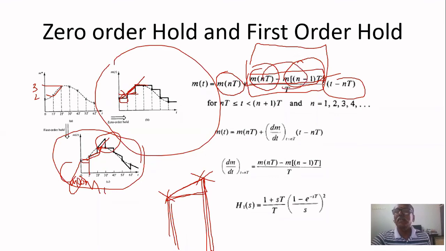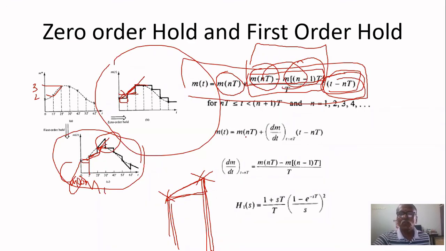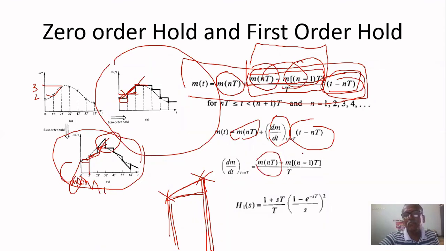You get the slope multiplied by time, but the time is the delay time. Here only n equal to 0. After that, it starts here, it starts here. So the delay time is t minus nt. If you write mathematically, it is m of t equal to m of n tau plus slope, the change in magnitude with respect to time, multiplied by t minus nt. The slope is written in the discrete domain as m of n tau minus m of n minus 1 tau divided by t, multiplied by t minus nt.